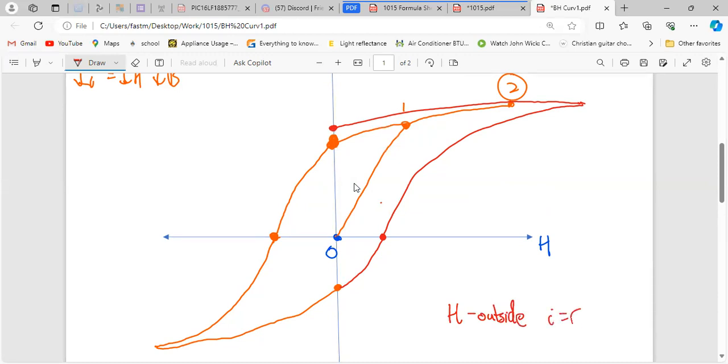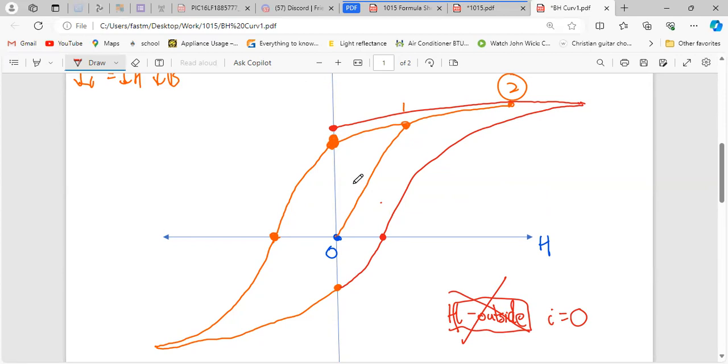So if my I goes to zero, I have no more current, right? H will have no more magnetic field outside the circuit, which means there is no more flux or flux density outside for the dipoles to align with. Because of that, some of the dipoles will go back to being unaligned, but some will stay aligned.